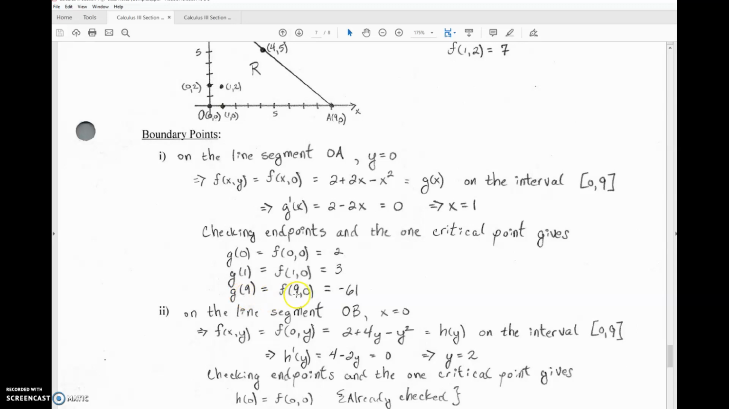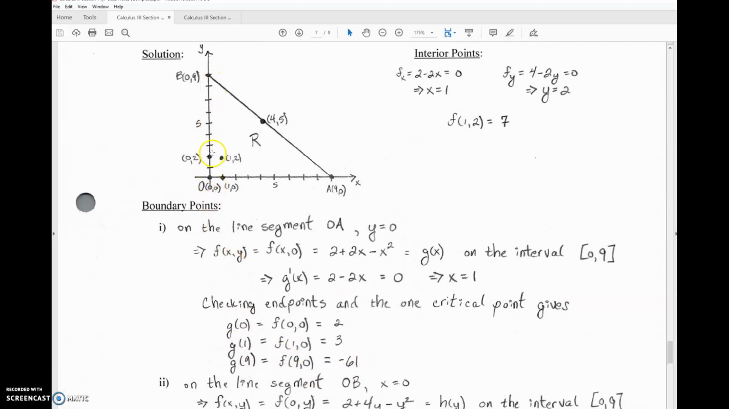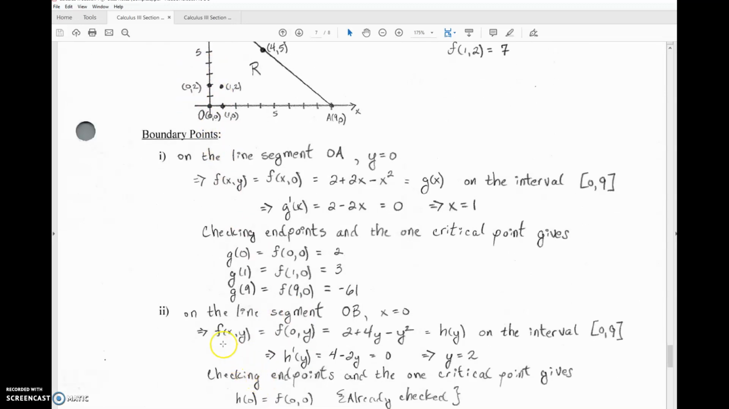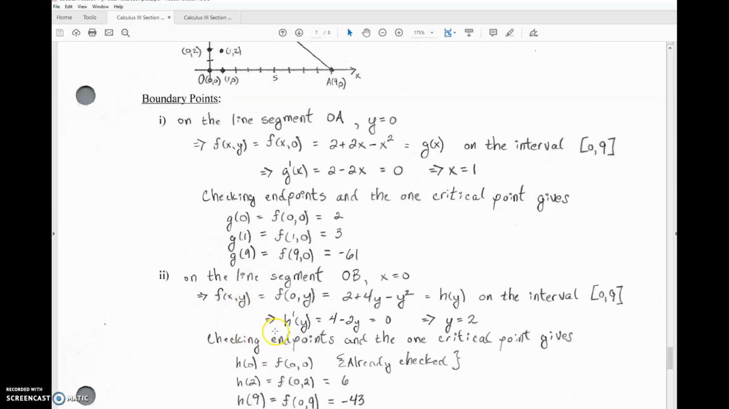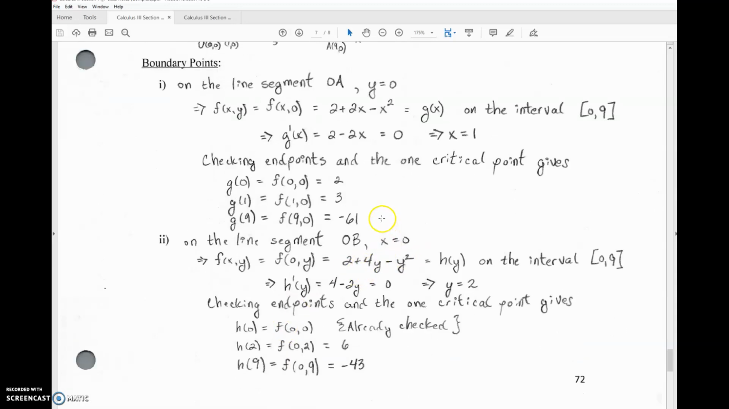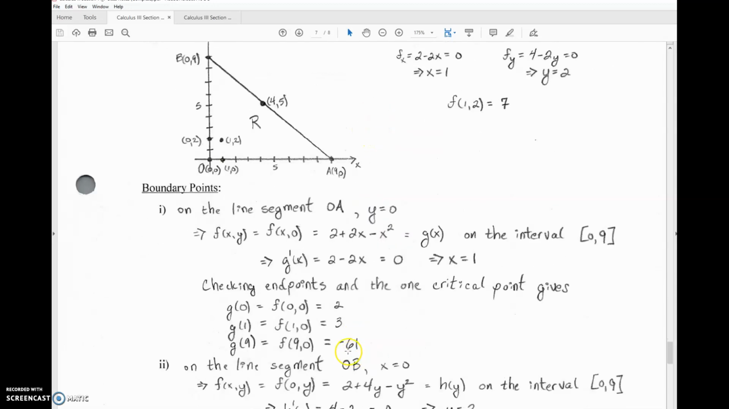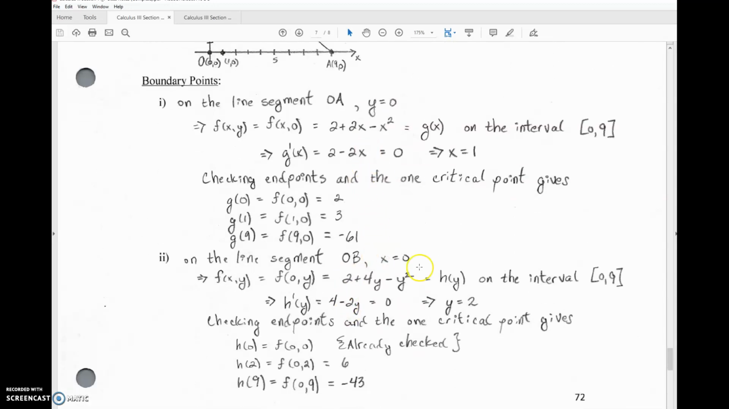And g of 9, which is f of 9, 0, is this endpoint, which is minus 61. So now I go through the same thing on OB. In the line segment OB, x is equal to 0. So my f of x, y is f of 0, y, which is 2 plus 4y minus y squared when I take all the x terms out, where x is 0. Okay, so that is now a function of y on the interval 0 to 9.